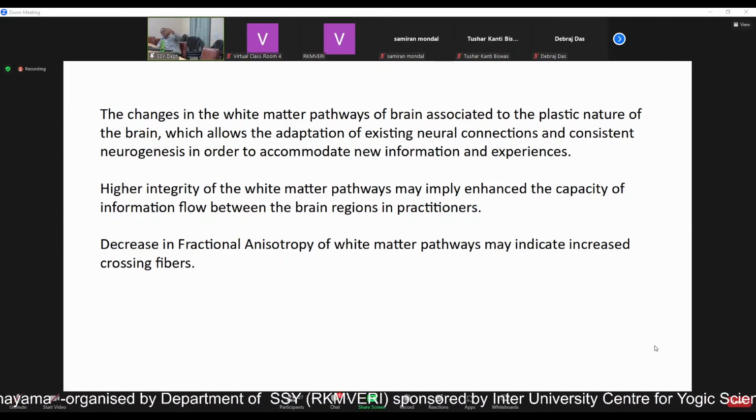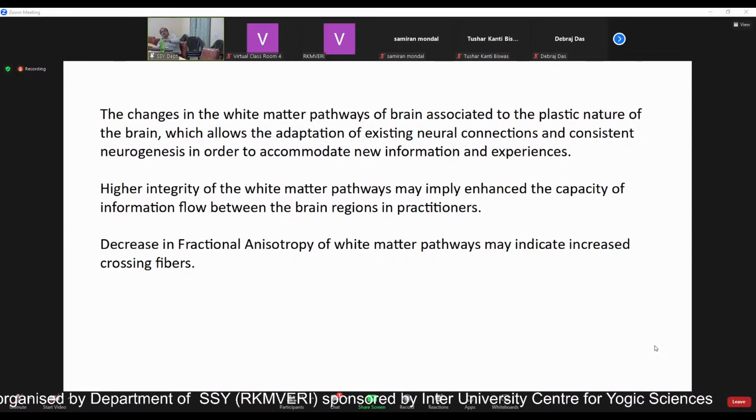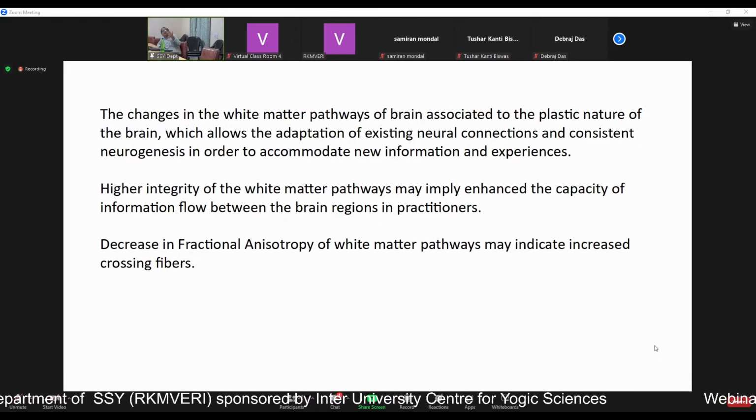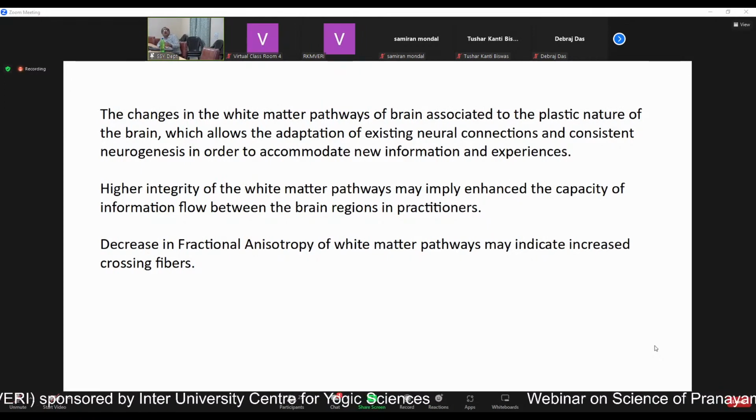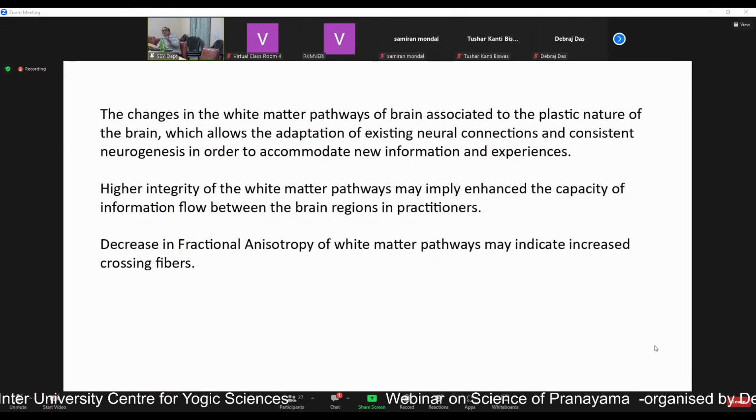So here basically the authors are trying to argue that the increase in integrity, as they have observed in certain types of practices, probably happens because the integrity of the white matter pathways was enhanced through the adaptation of neural connections, or even due to neurogenesis, in order to accommodate new information and experiences. Higher integrity of the white matter pathways may imply enhanced capacity of information flow.